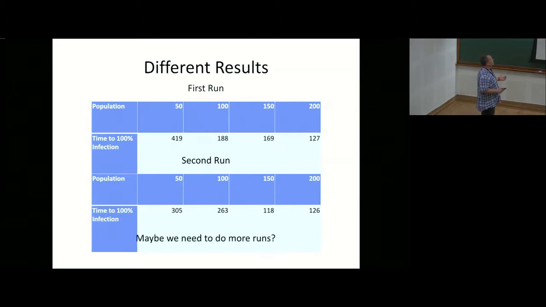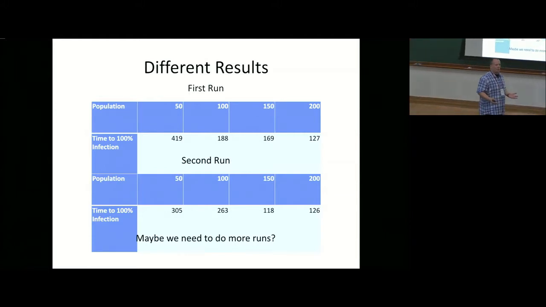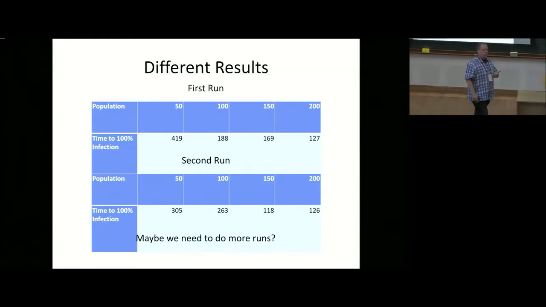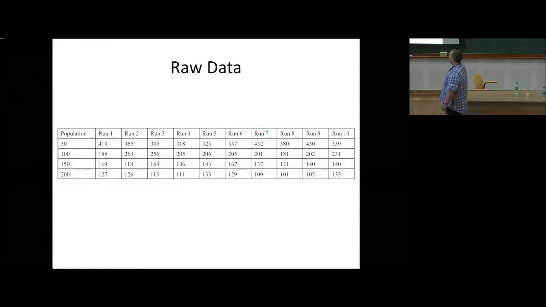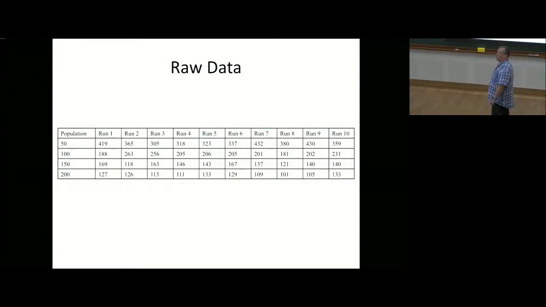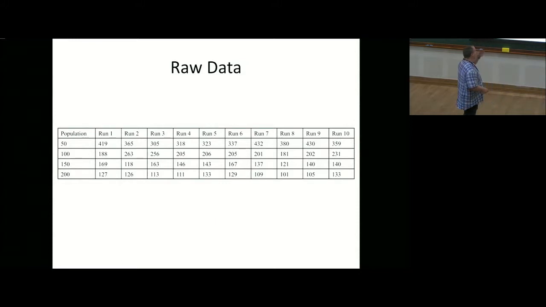So a natural question you might ask is, how do we know what the actual relationship is between the disease spread, the population density, and the quick spreading of the disease? Is the second run more the correct one, or is the first run more the correct one? Maybe we need to do some more runs. So we do a lot of runs. And one of the ways we can analyze the data or start to think about the data is to look at all the raw data. So here we're looking at all 10 runs.